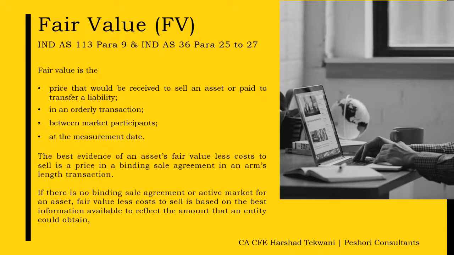If there is no binding sale agreement or active market for that asset, fair value less cost to sell is based on the best information available to reflect the amount that an entity can obtain. So in that case, the fair value will be based on my estimation or the information I may have in my hand. Let's say I knew that on 31st March 2020, the fair value of an asset was 100. And let's say I'm doing an impairment analysis at the June quarter, 30th June 2020. So from that period to this period, I need to add the changes in the market scenario to the price which was available at the March end. And then I need to derive a price based on my information available for the June end, and take the June end price for the impairment analysis if I'm doing the impairment analysis at the June end.